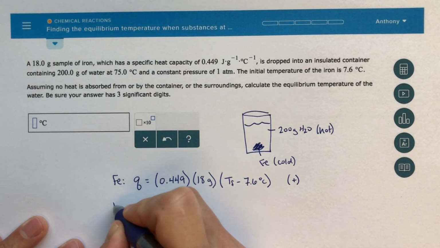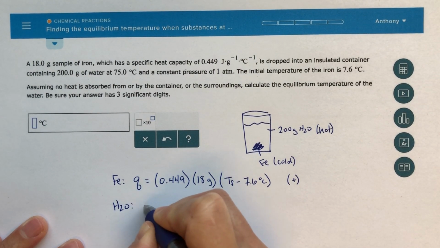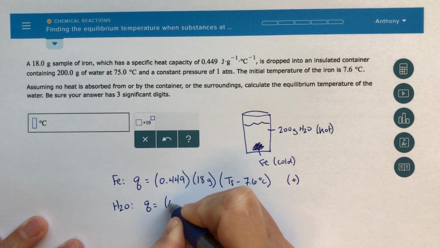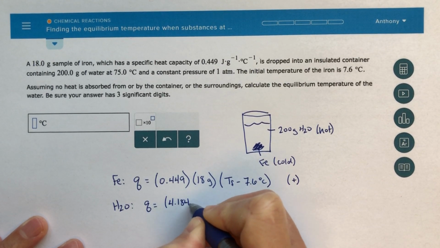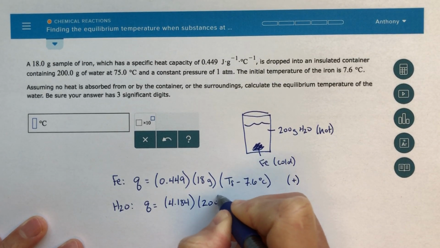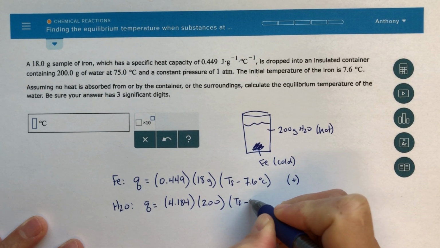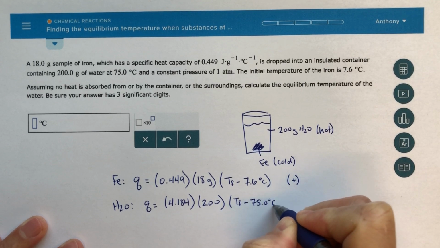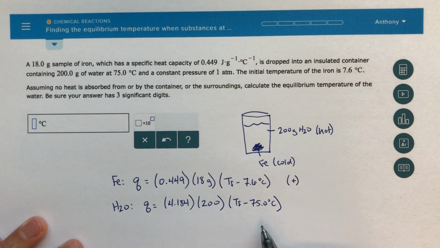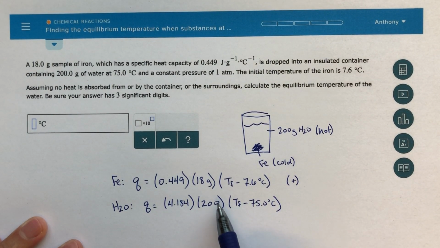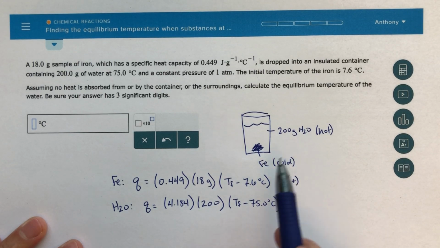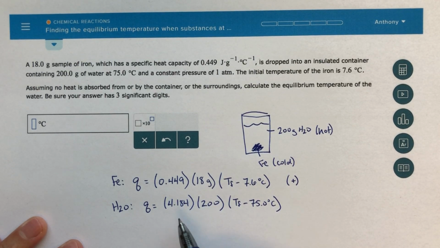So let's think about it from the point of view of the water. We're going to do the same exercise. Q equals S, 4.184 for water, times the mass of water, 200, times T final minus 75.0 degrees Celsius. So this should be my similar expression for water. 200 is the mass of my water, 200 grams of water. Specific heat of water, 4.184. We're going to get used to using that value. And then again, T final minus T initial.